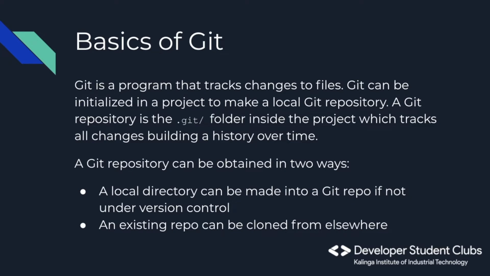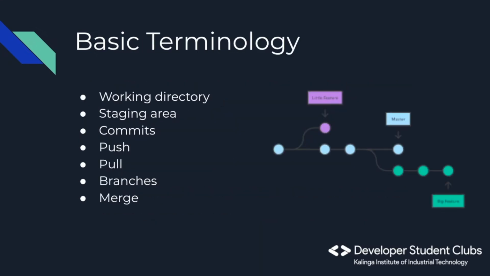Now, there are a few terminologies that you need to keep in mind. A working directory is the present directory in which all of the files of the project are stored. The staging area is an intermediate level where the files to be saved in the repository are first added. Now, multiple files can be added to the staging area. These files will then be pushed to the repository. Committing refers to the act of pushing the files from the staging area to the repository.